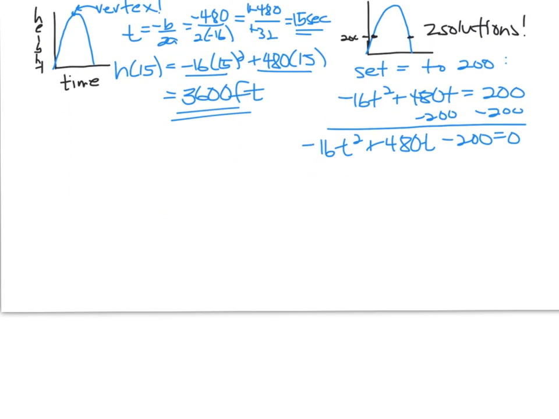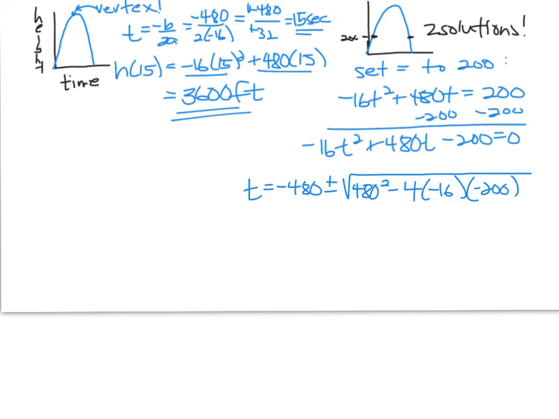And of course, we're going to do the quadratic formula. Here we go. So t equals negative b plus or minus the square root of b squared minus 4ac. Make sure to write that all in. And then remember, all over 2a.